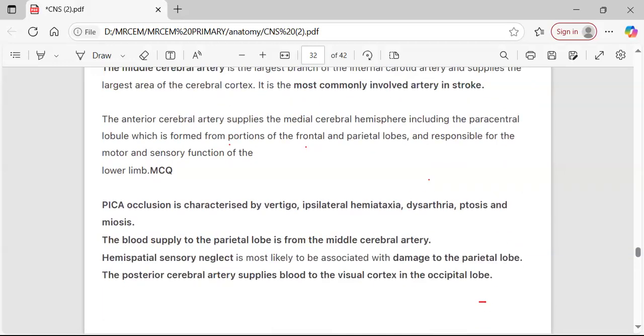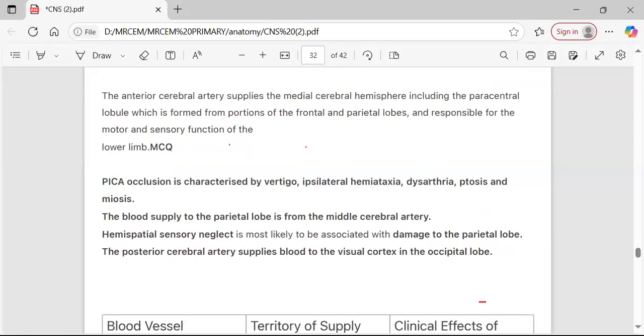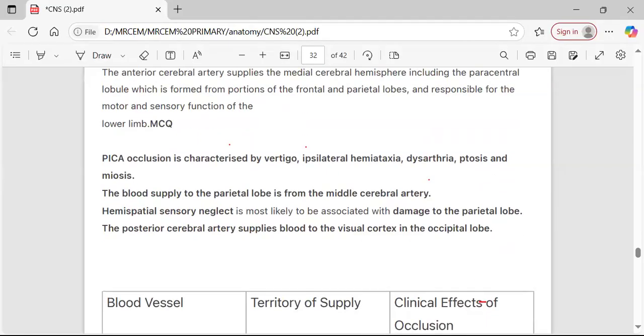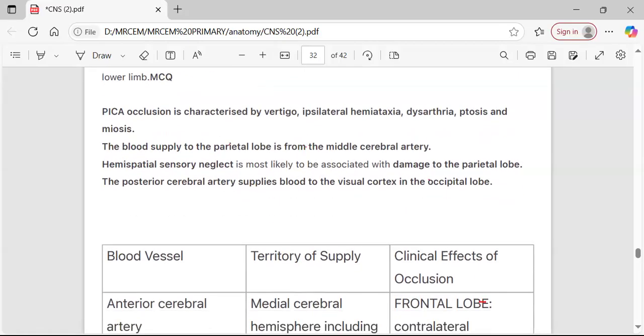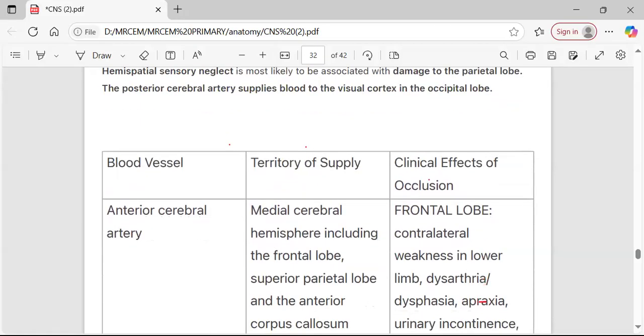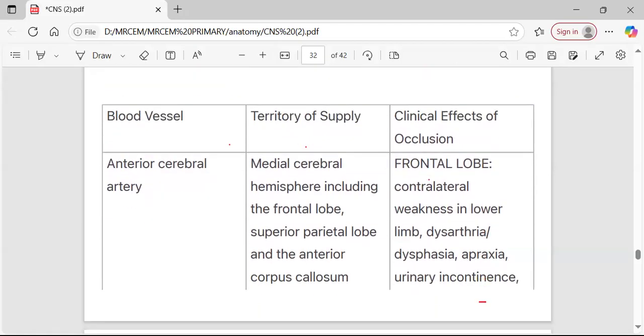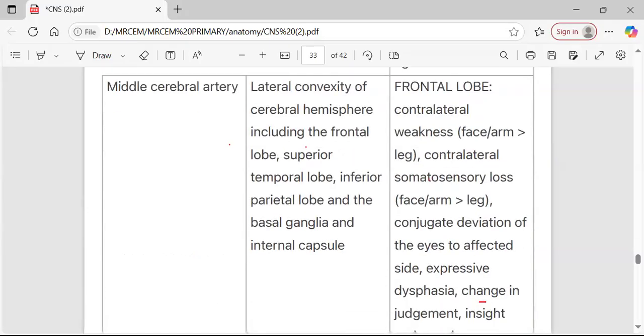PICA will lead to vertigo. We have discussed dysarthria, dysphagia, so that is lateral medullary syndrome. Parietal lobe: the arterial blood supply is the middle cerebral artery; hemispheric sensory neglect. That's very important, so the damage to the parietal lobe. Sensory area we discussed. The posterior cerebral artery supplies blood to the visual cortex in the occipital lobe. Anterior cerebral artery, so that's the blood supply.